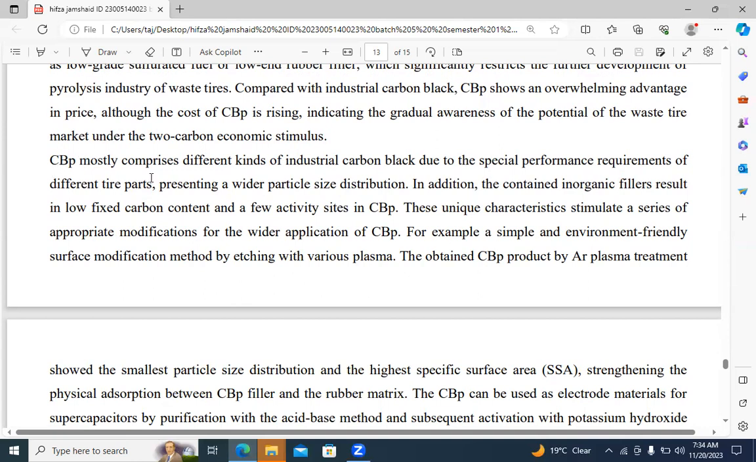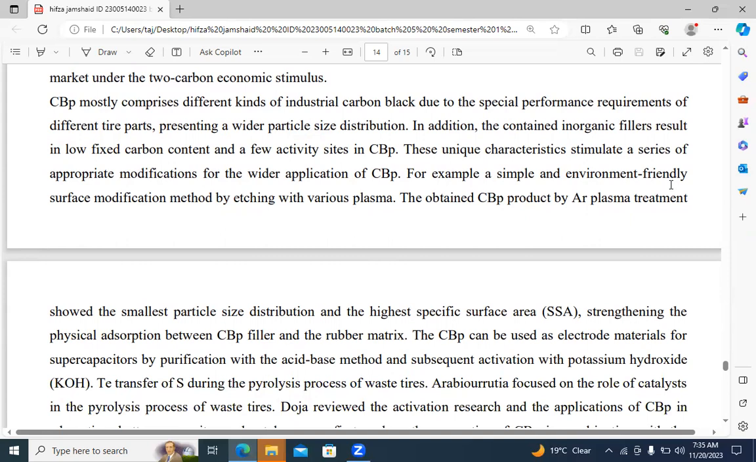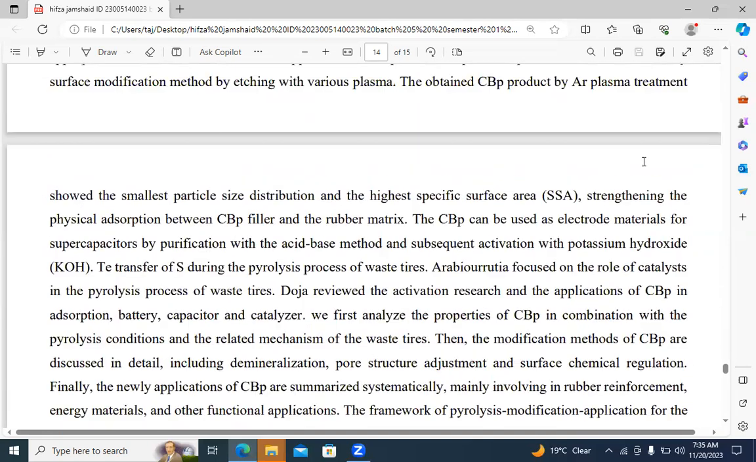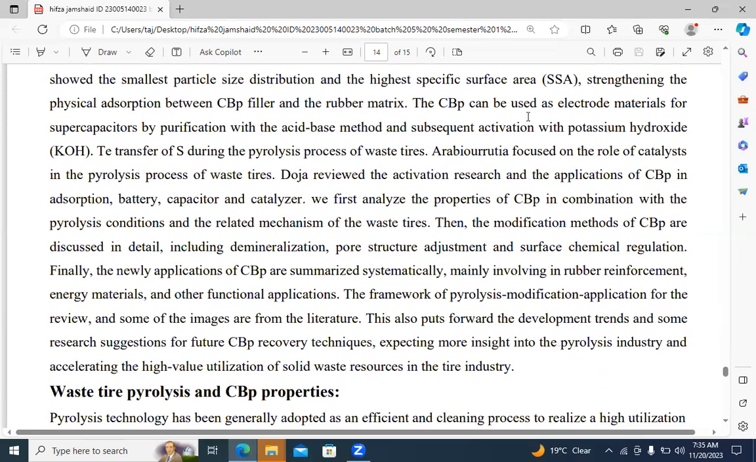Carbon black from pyrolysis mostly consists of different types of industrial carbon black due to special performance requirements of different tire products. For example, tires have different parts, and there is also rubber present in the tire. Carbon black from pyrolysis can be used as electrode material for supercapacitors, with purification by acid-base method and activation with potassium hydroxide, then the transfer of sulfur during the process of the waste tire.